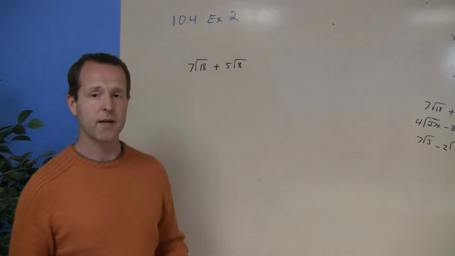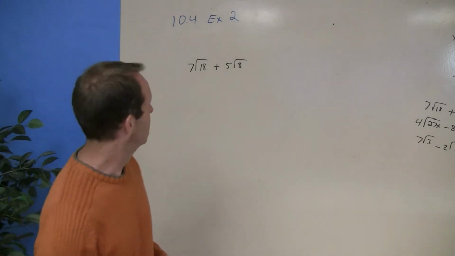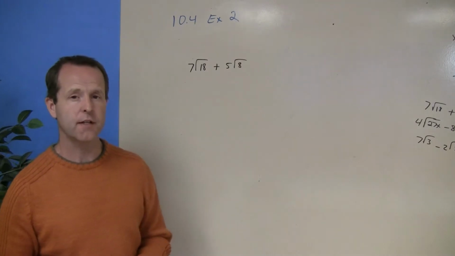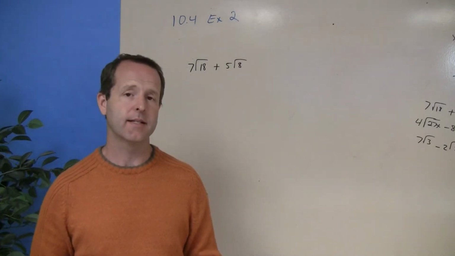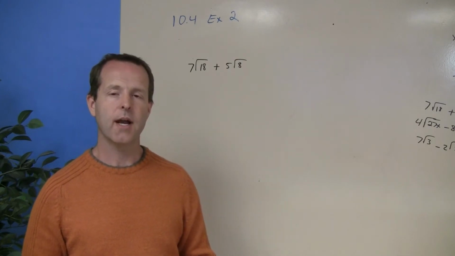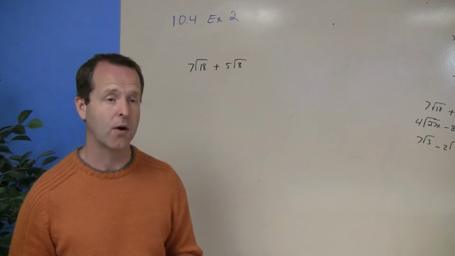We're looking at a problem here where we want to add two expressions that have radicals. 7 root 18 plus 5 root 8. Well, on the surface, we can't add them because they have different radicals, root 18 and root 8. But I also see root 18 and root 8 as numbers that maybe will be able to be reduced down.